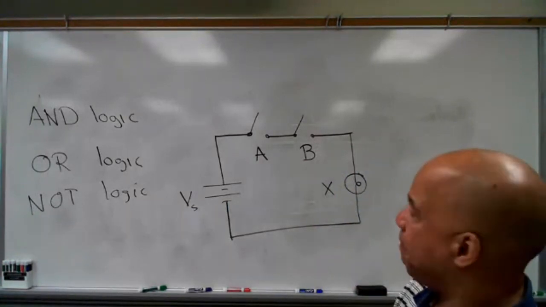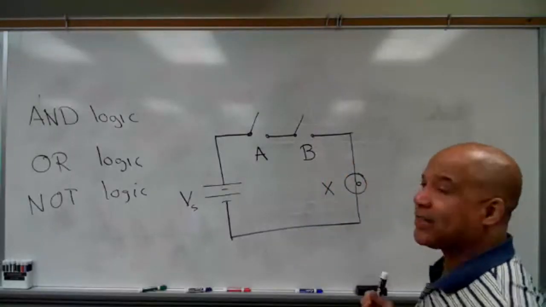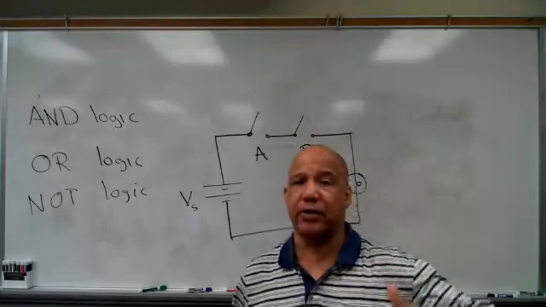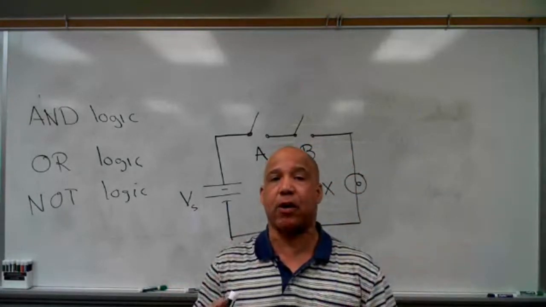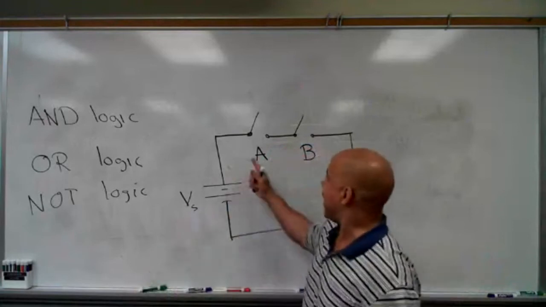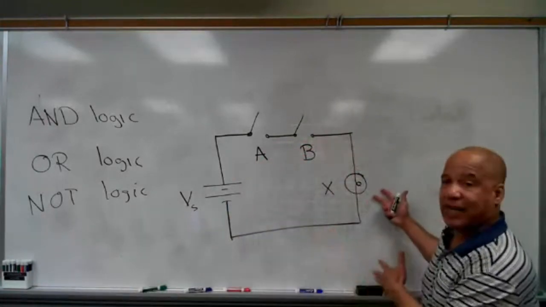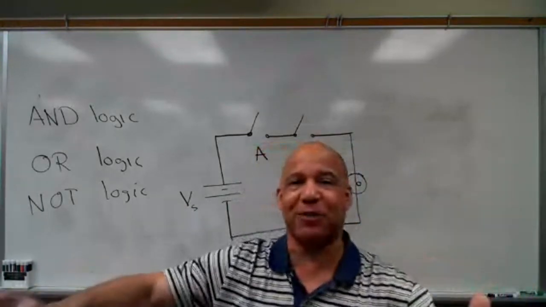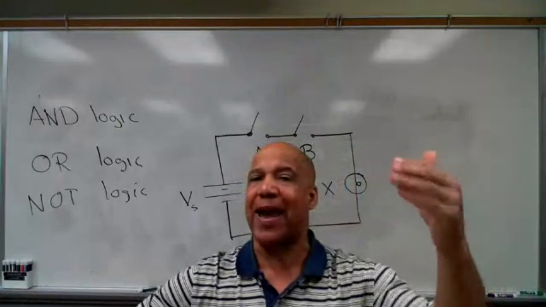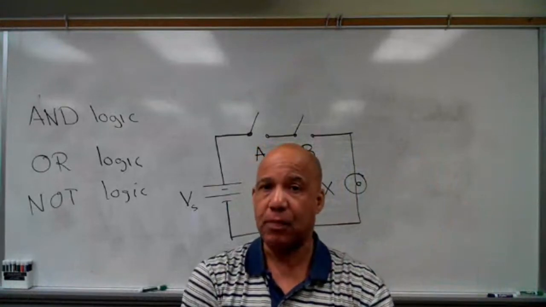How's this connected up? It's in series. So series means if current is flowing through a series circuit, the current has to first pass through switch A and then through switch B before it can get to the thing that you want to control. So for the rest of the semester, when we talk about AND logic, what we're really talking about is, for now, a series circuit.